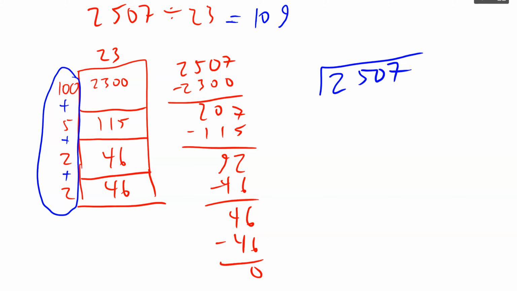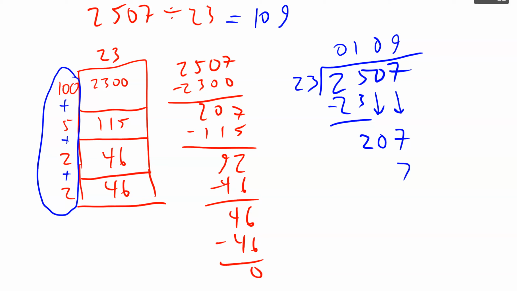So 2507 as my dividend, 23 as my divisor. How many 23s are in 2? 0. How many 23s are in 25? 1. 1 times 23 is 23. Subtract. I check, is 2 less than 23? It is. Bring down my 0. How many 23s are in 20? There is 0. Bring down my 7. How many 23s are in 207? And it ends up being that there are 9. 9 times 3 is 27. 9 times 2 is 18, plus 2 is 20. And that works as well.